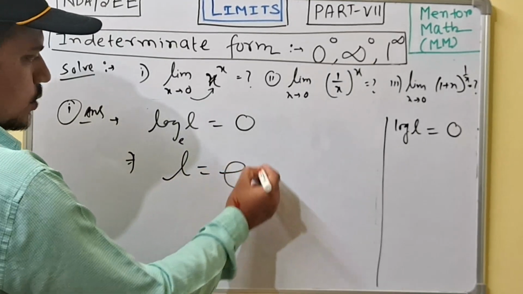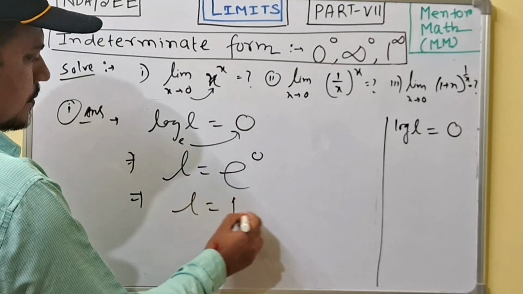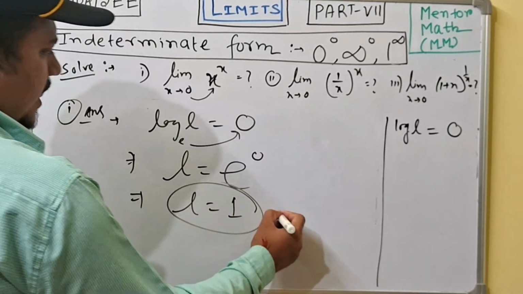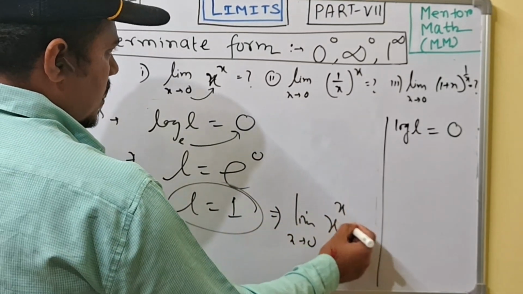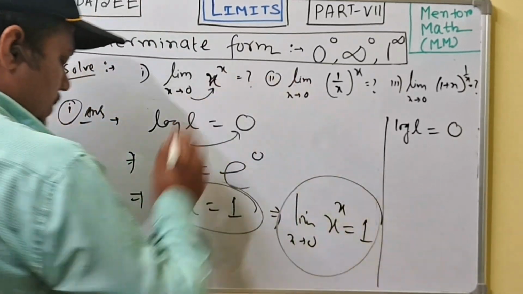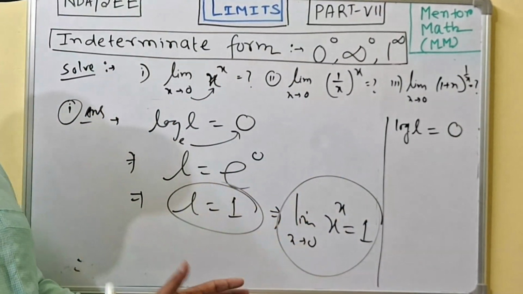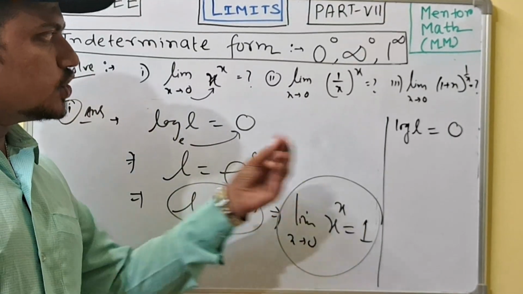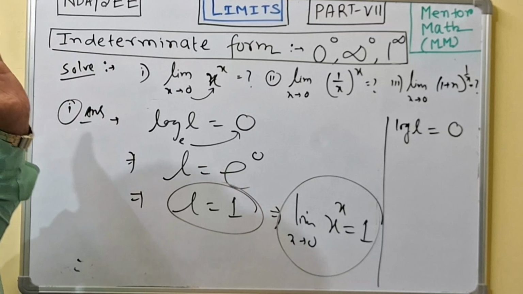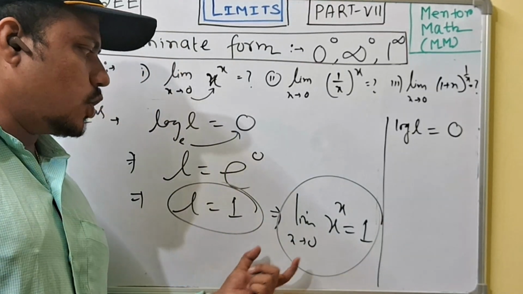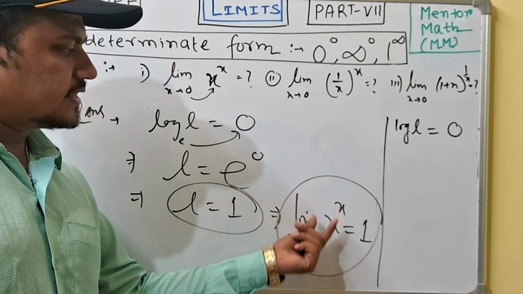L is equal to e to the power 0, and something to the power 0 is your 1. So the limiting value goes to 1. That means limit x tends to 0, x to the power x is equal to 1. So in that way, for f(x) to the power g(x) form, as well as 0 to the power 0 form or infinity to the power 0 form, that time you have to take log on both sides, and in that way you can solve this type of problem. So the answer is 1. Limit x tends to 0, x to the power x is equal to 1.